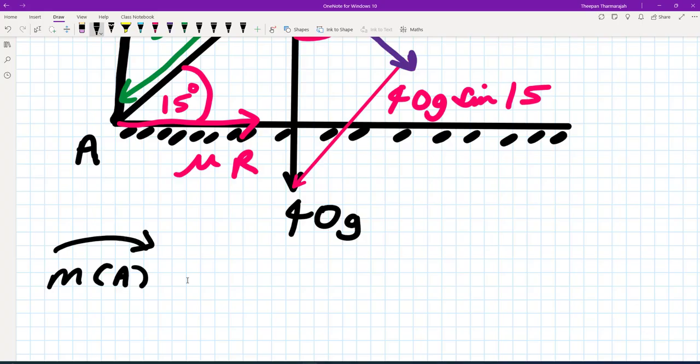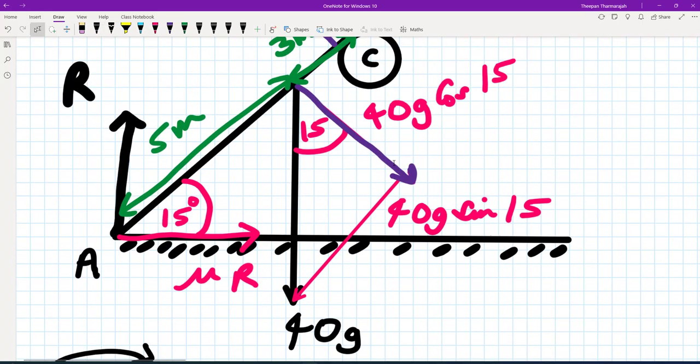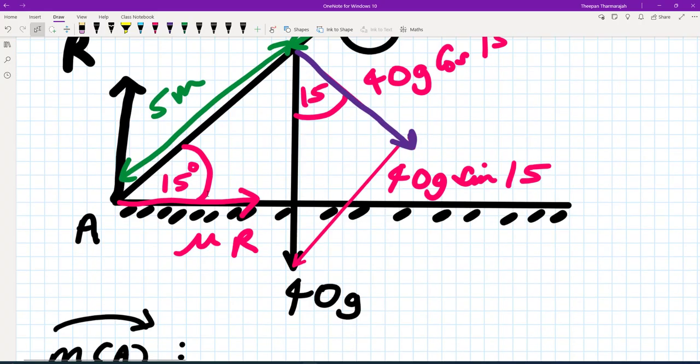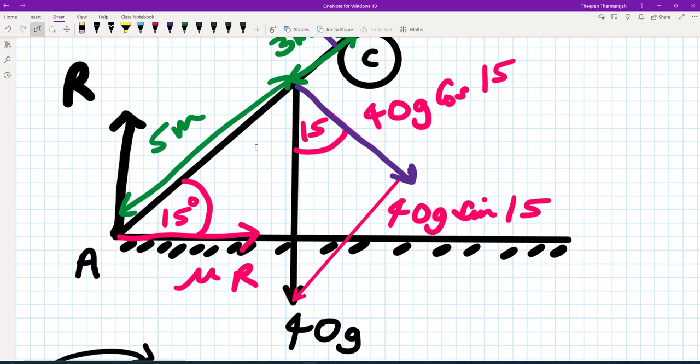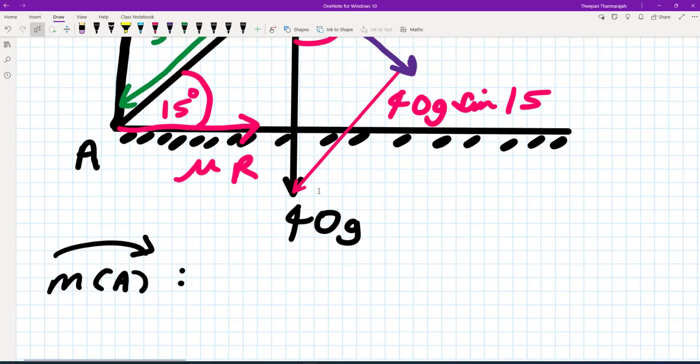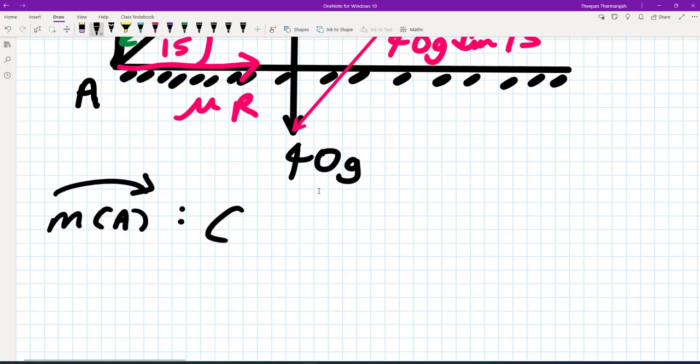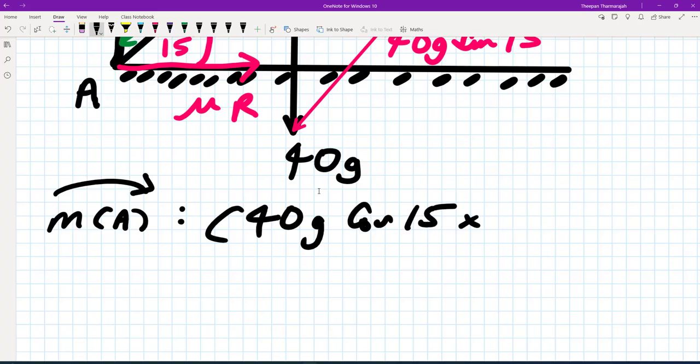This means in a clockwise direction, well, it means the purple force here, 40G cos 15, that's the one that's perpendicular to the rod. That's going to turn clockwise by a distance of 5 meters towards A. So that's going to be our clockwise moment. So that's going to be 40G cos 15 multiplied by the perpendicular distance towards A, which is 5.